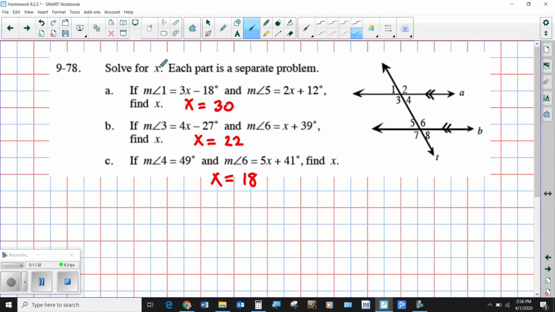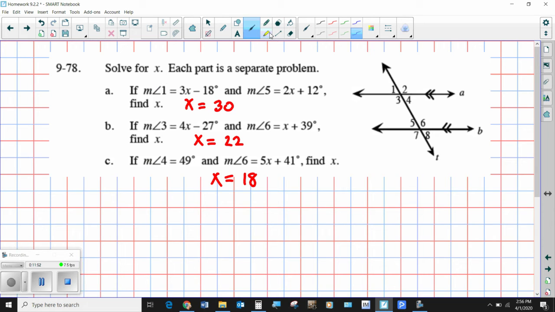All right, solve for x. Each part is a separate problem. They have to say that because, like in problems like number 6 here, where you solve for x was 22, you don't want to come to here and say, oh, I know it's 22, let's plug it in. No, these are all completely separate, unrelated problems. So do one at a time.